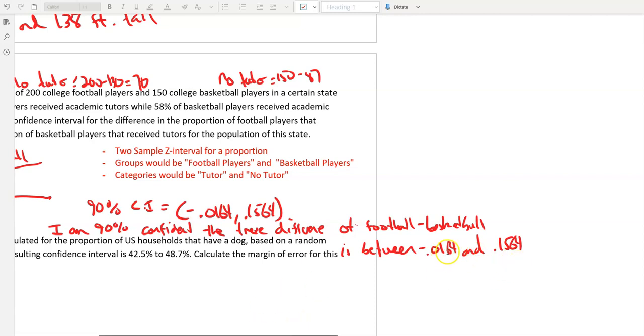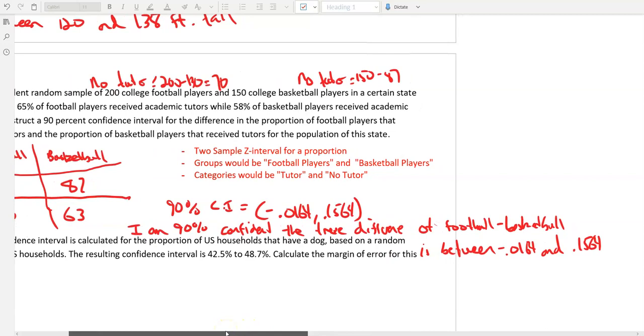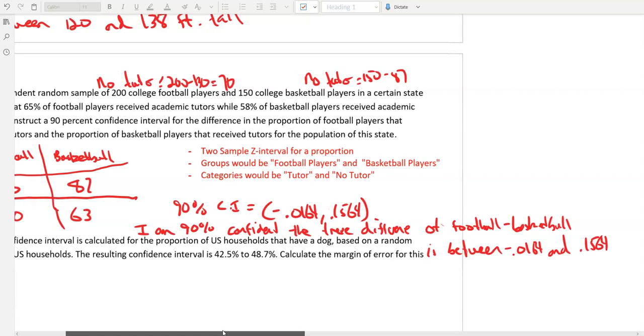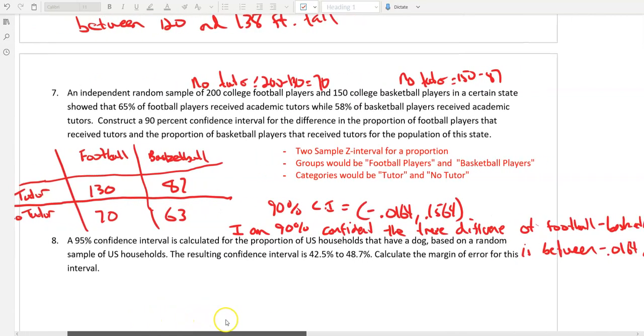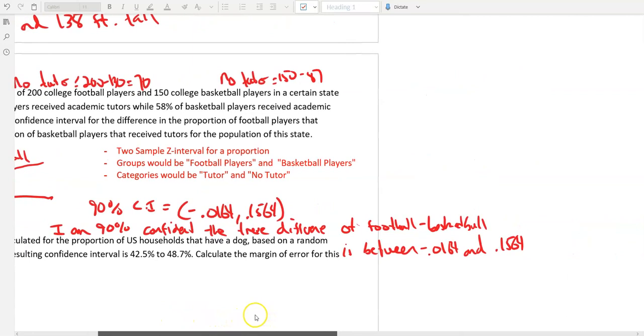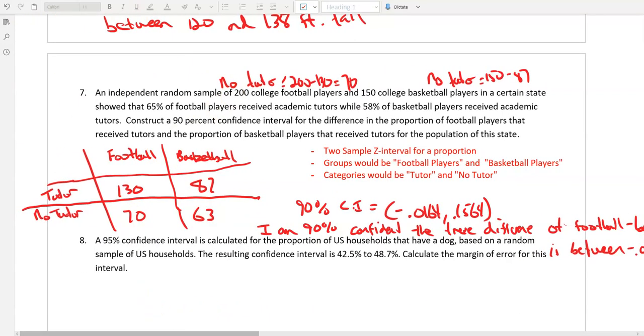It's negative 1.64% less for the football players, or it's 15% greater, somewhere between there. You see, there's a pretty good chance that the football players have a higher percentage because most of that interval is positive, which means the football player is higher. So if they asked you to interpret it, that's how you'd interpret it. I'm 90% confident the true difference of football minus basketball is between negative 0.0164 and 0.1564. And that would be my final answer on this one.